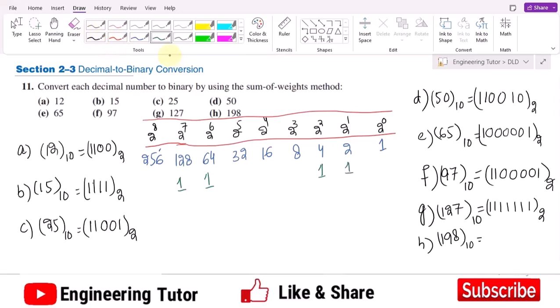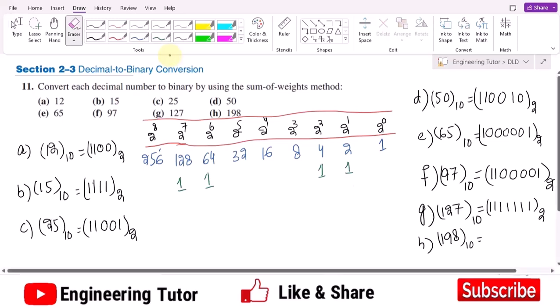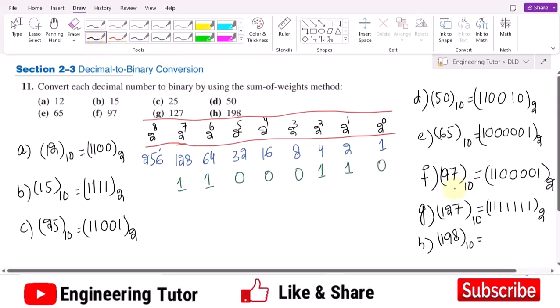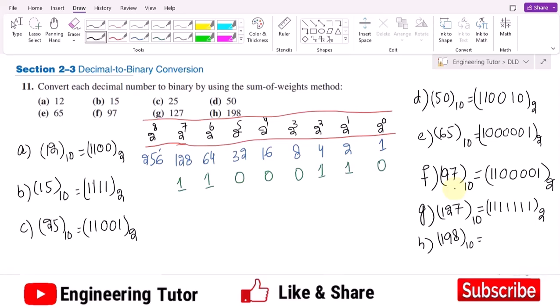Okay, so that is now 0 0, sorry, 0 0 0. So that is the binary equivalent: 1 1 triple 0, okay, double 1 and 0. So that is the binary equivalent of 198.